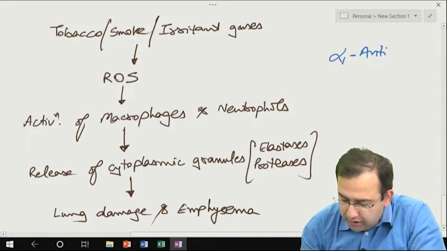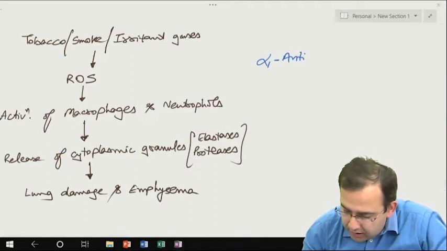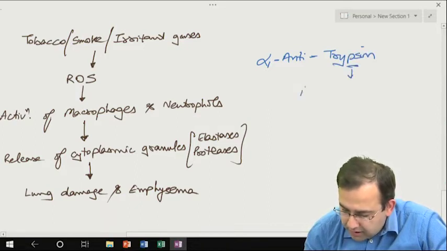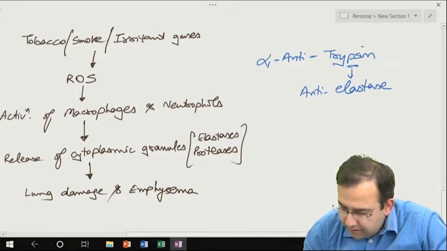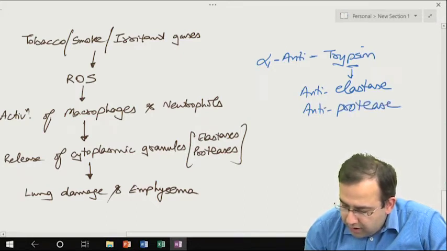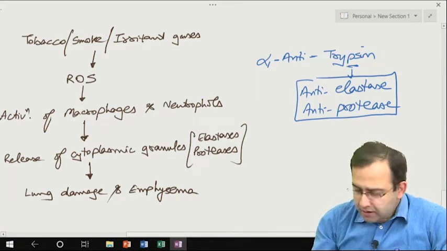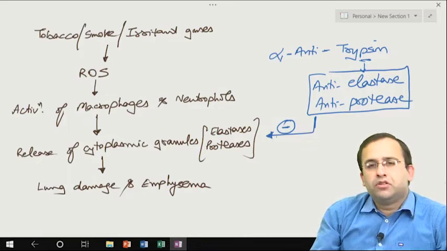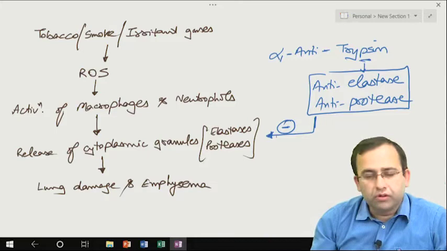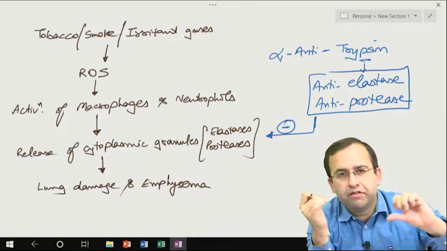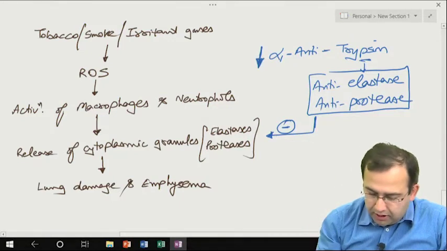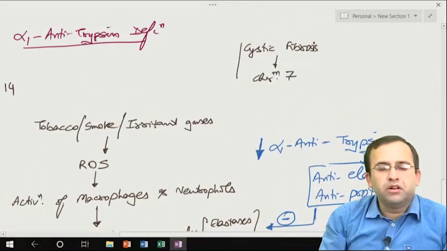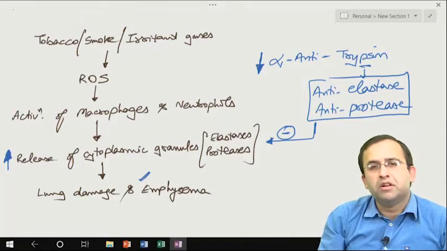Alpha 1 antitrypsin. Antitrypsin is an anti-elastase. Trypsin is elastase or protease, so it is anti-elastase or anti-protease, which reduces or stops the action of neutrophilic granules. So if alpha 1 antitrypsin is deficient, the action of neutrophilic granules increases, in turn leading to emphysema. This is alpha 1 antitrypsin deficiency. This is the pathogenesis of alpha 1 antitrypsin deficiency.